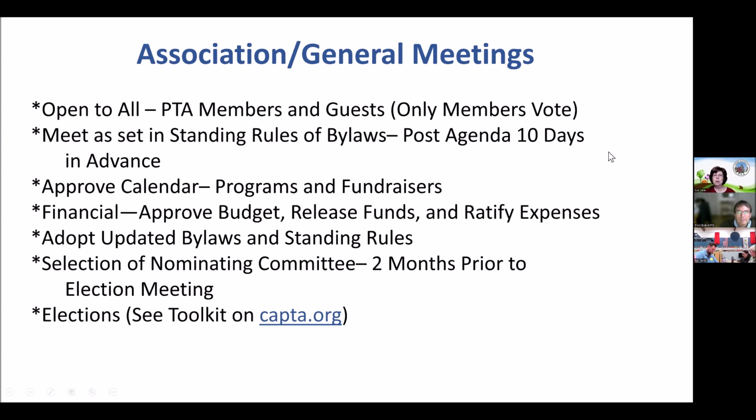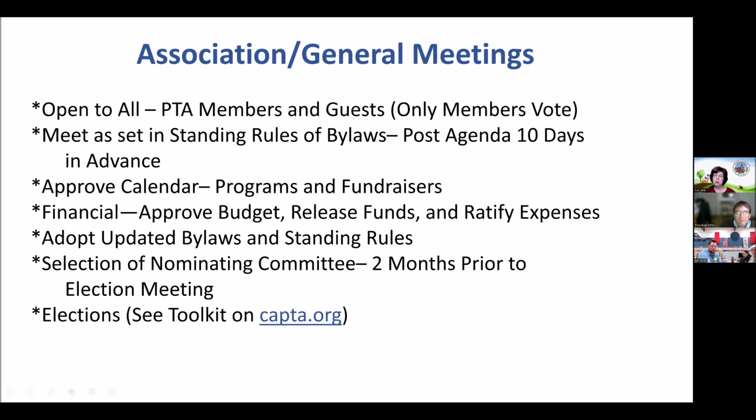And it's important that they know this ahead of time, because they might choose to stay away from the meeting, but they would have come if they'd known something was going to be voted on specifically. The association approves the calendar, the programs and fundraisers. They approve the budget. They vote on releasing funds.